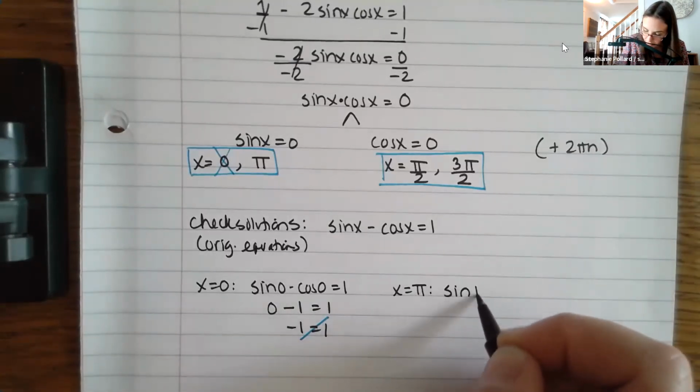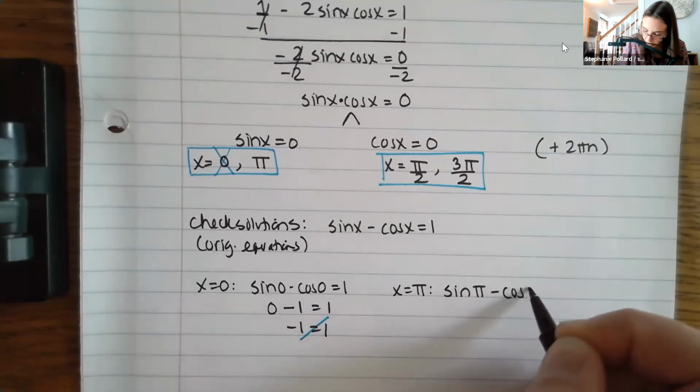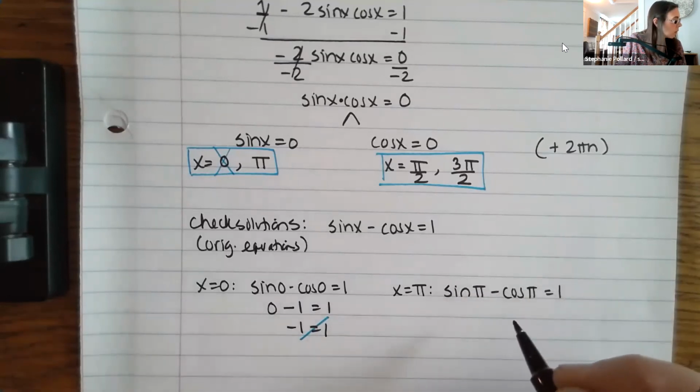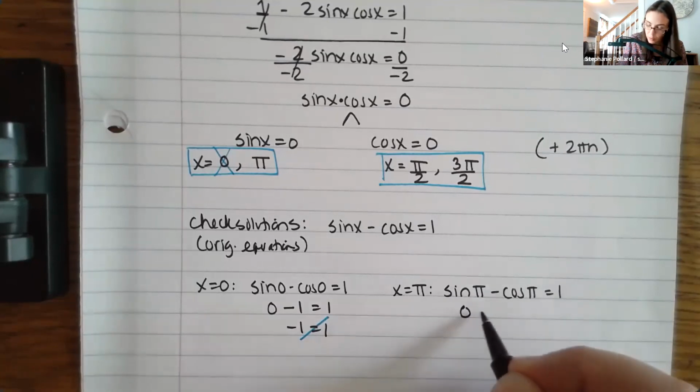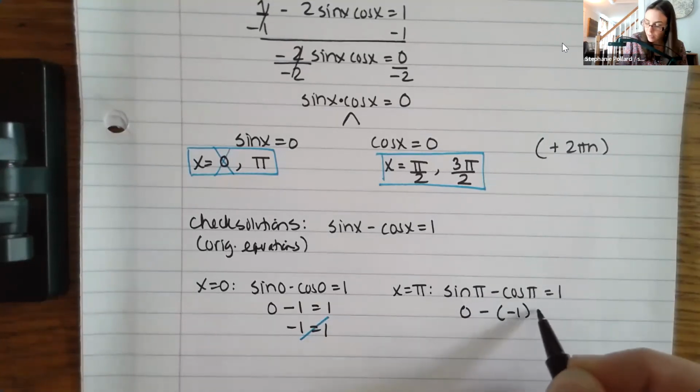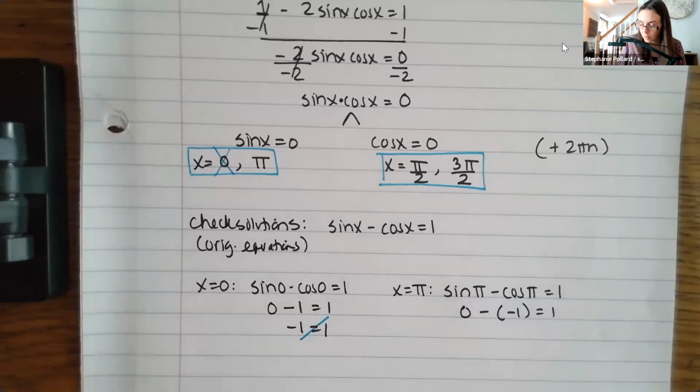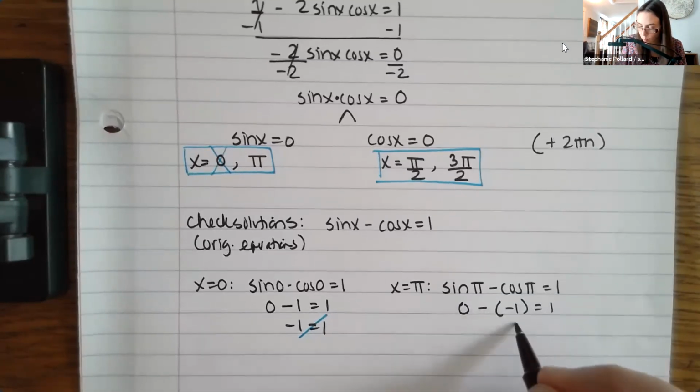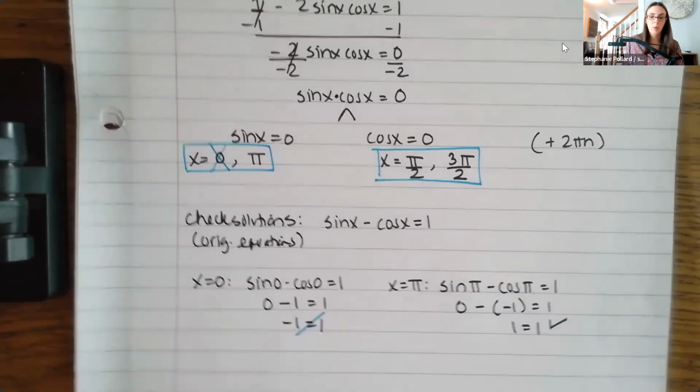I check pi, sine pi minus cosine pi, is that equal to 1? Well, sine pi is also 0. Cosine pi is negative 1. And again, you would just use your charts here for those values. Negatives cancel, I do get 1 equals 1, so this one is good. So pi will stay.